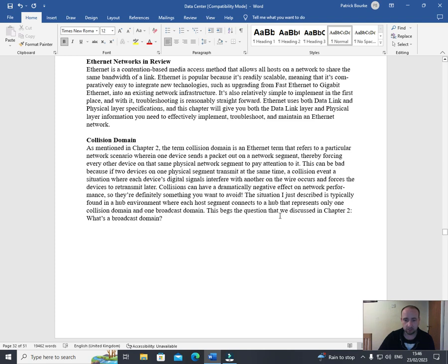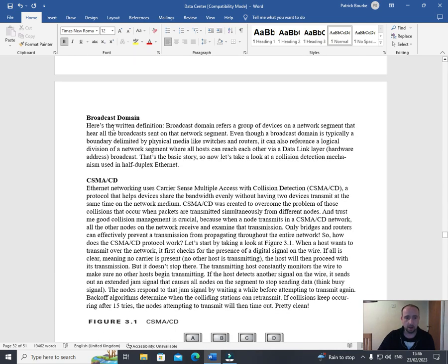This begs the question that we discussed in chapter 2. What's a broadcast domain? Here's a written definition. Broadcast domain refers to a group of devices on a network segment that hear all broadcasts sent on that network segment. A broadcast domain is typically a boundary delimited by physical media like switches and routers. It's also a reference to a logical division of a network segment where all hosts can reach each other via a data link layer hardware address broadcast.